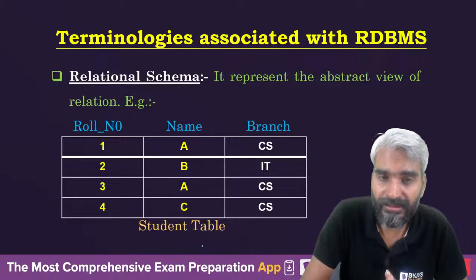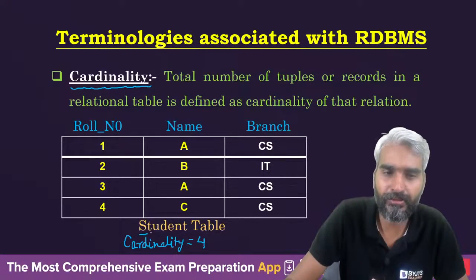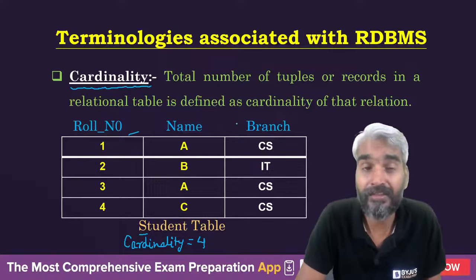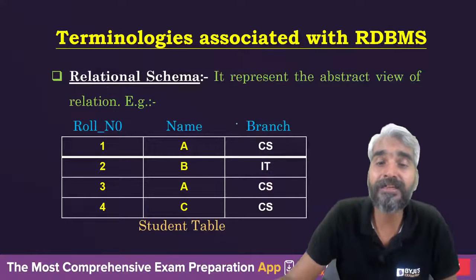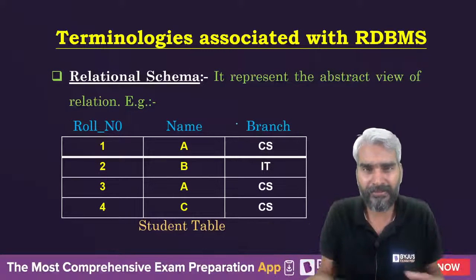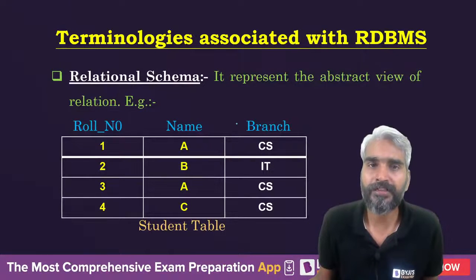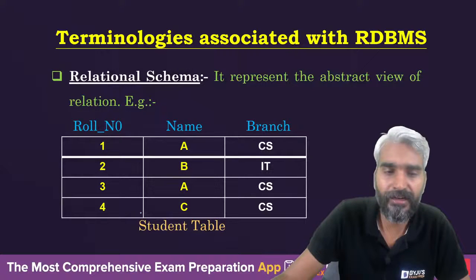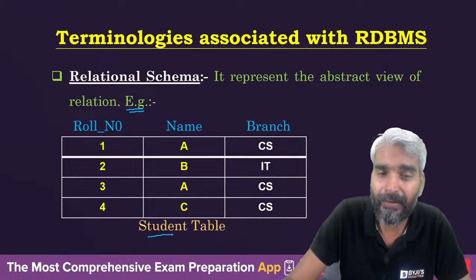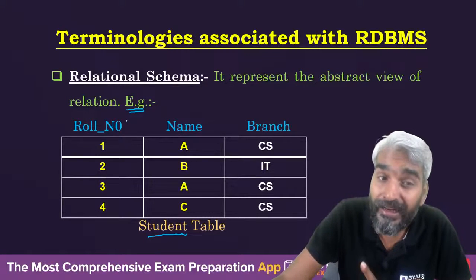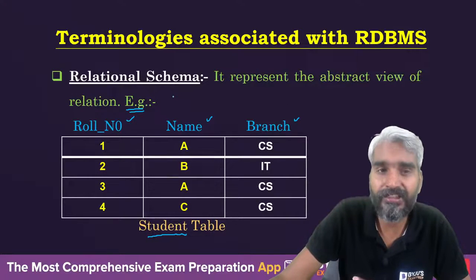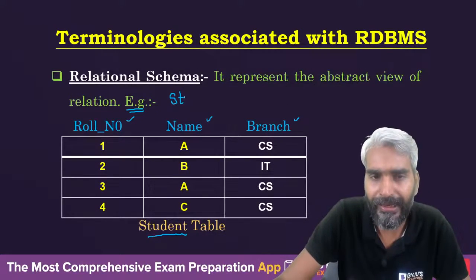So, sir, this is a relation, a student table with roll number, name, branch and all other information. What is relational schema? Relational schema represents the abstract view of the relation. It does not represent the complete detail about the relation, but it gives you the abstract view of the relation. What does it mean? Example: there is a table with the name student which consists of 3 attributes: roll number, name and branch. Therefore, you will have a relational schema. You will denote it like student.